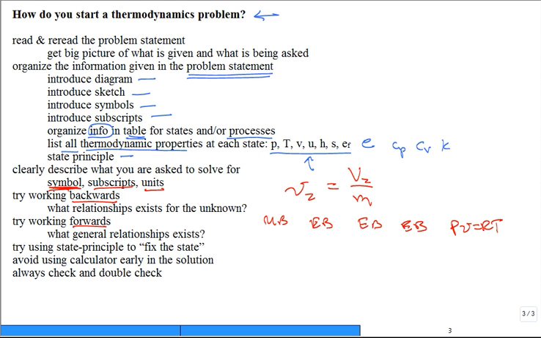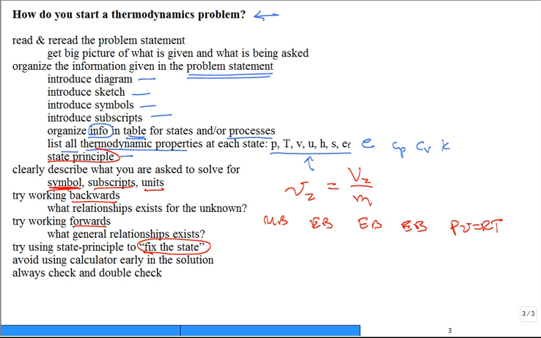I like to put check marks. I know that. Hey, I have one equation with one unknown. If I wanted to, I could solve for that unknown. Hey, I've got one equation with 2 unknowns. Is there another different relationship I could get to have 2 equations with 2 unknowns? Then I could mathematically solve for it. Try that state principle to fix the states.